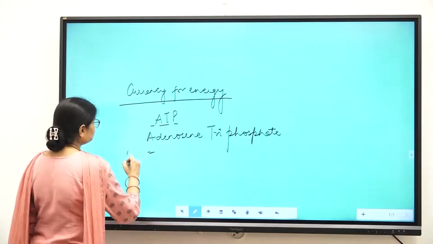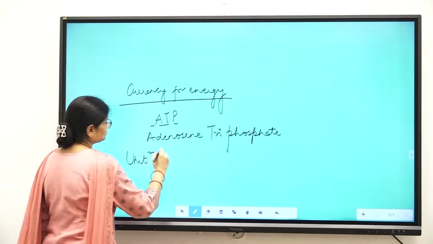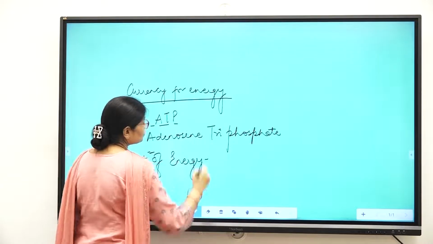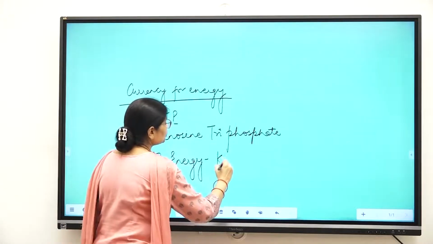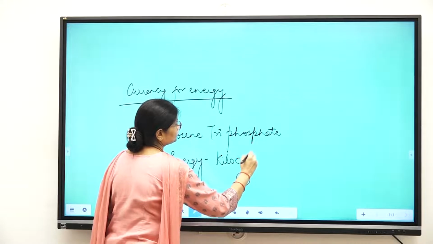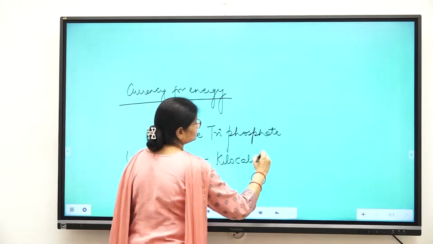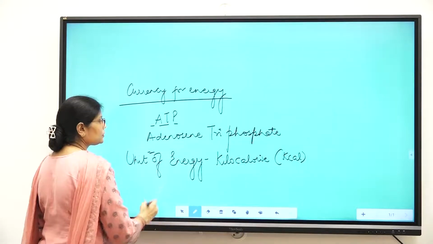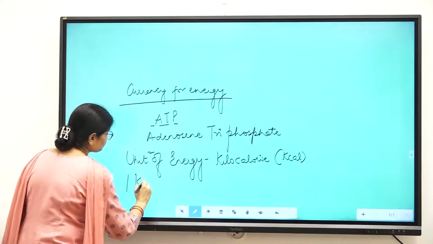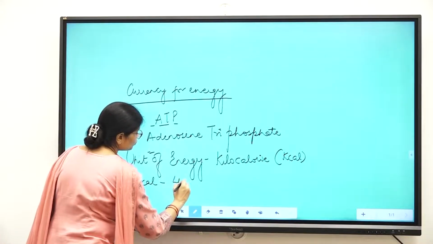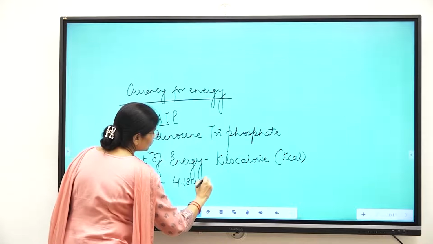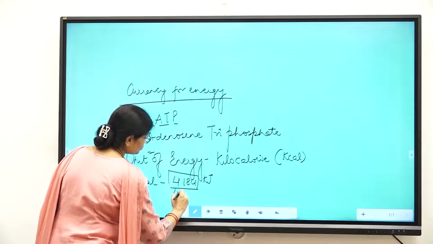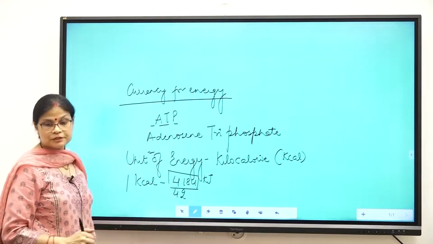Unit of energy. In nutrition, the unit of energy is kilocalorie. And 1 kilocalorie is equal to 4.184 kilojoules, or we can call it 4.2 kilojoules.